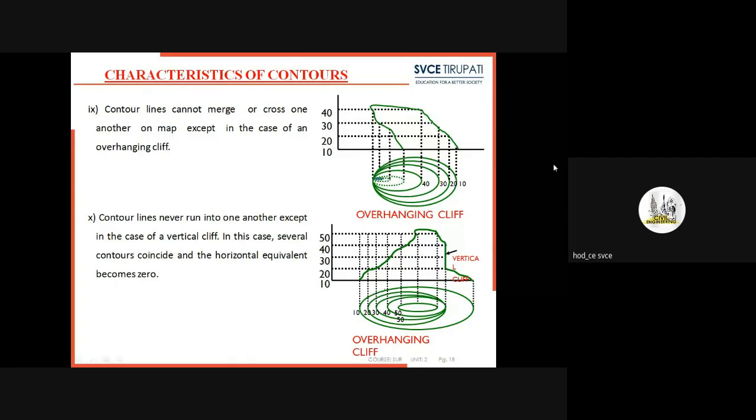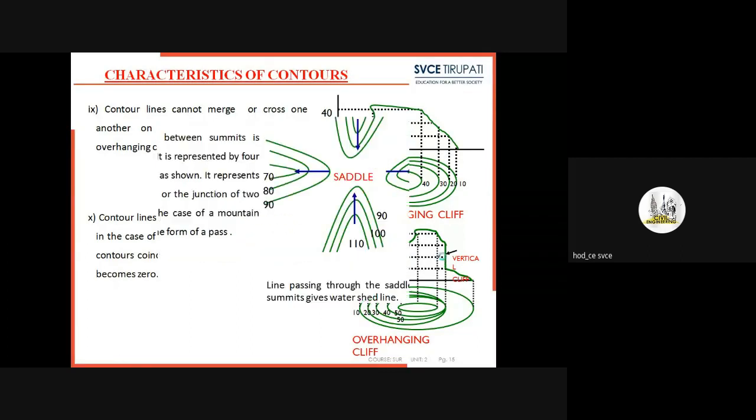See here, we have the same elevation, that is 20, 30, 40 meters, ending with one line. That means one vertical cliff was there. It was starting or ending at one particular point. So there is an elevation of 20, 30, 40. Right? So these three elevations will start or move from one particular position. So that is what is meant by a vertical cliff.